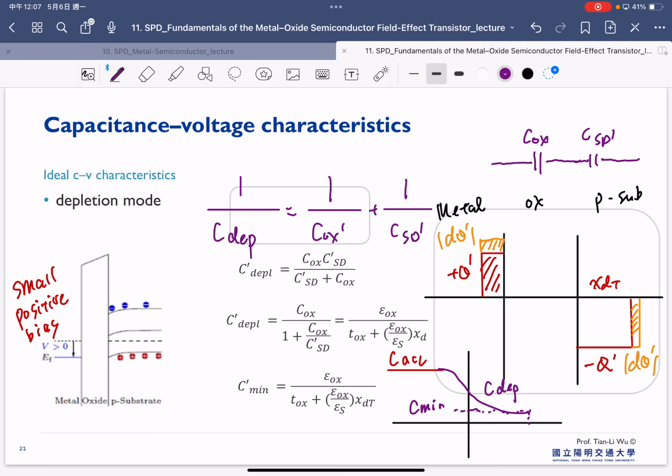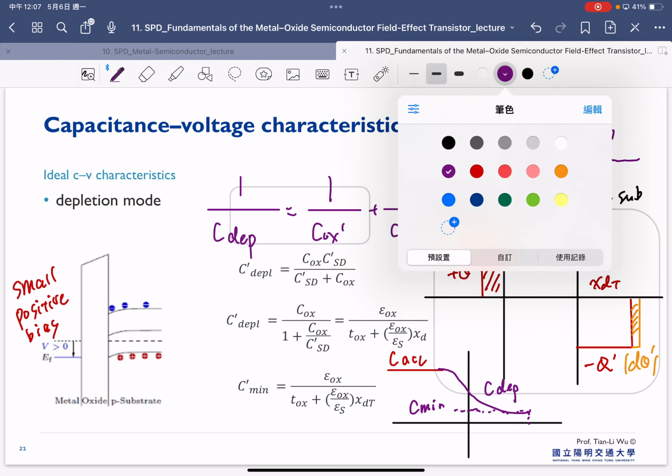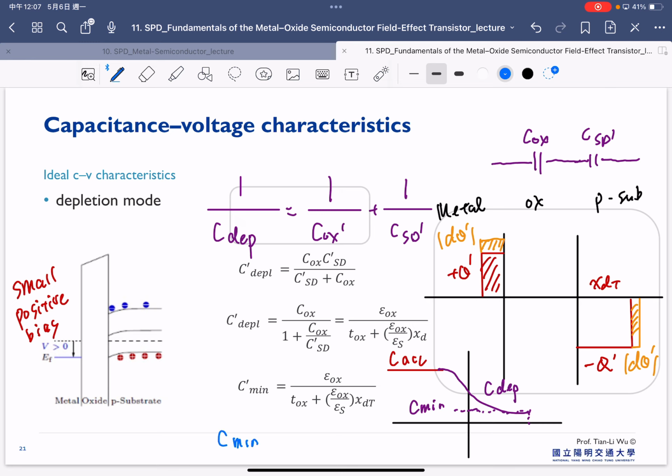C_min only happens once we have the maximum depletion width. That's why in the previous part, maybe like 1 hour ago, we spent the effort to estimate the depletion width, because in the end, once we consider the CV, we also need the concept that's related to the maximum depletion width.